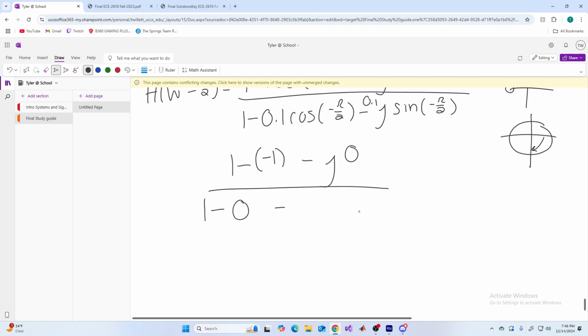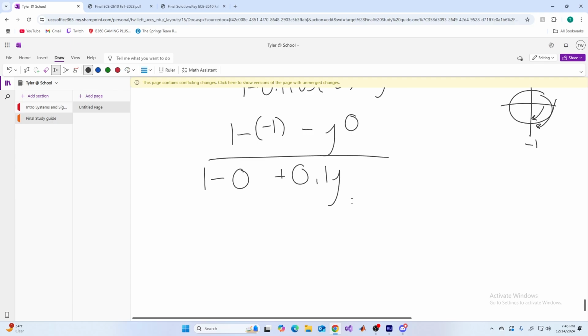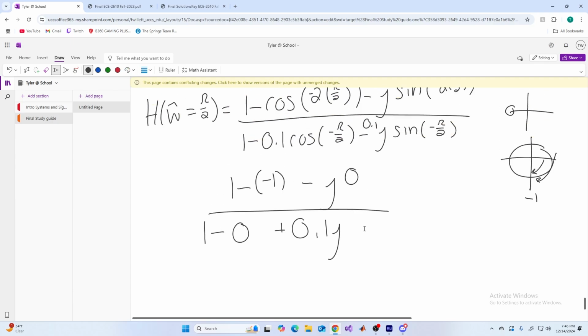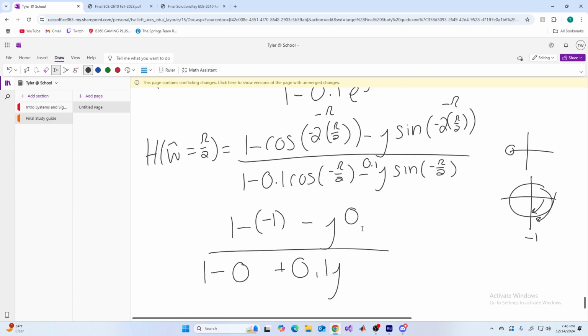Minus, and then the sine of negative pi is negative 1, so I have plus 0.1j. So, h sub w. I'm only going to do this for 1, by the way, because this gets extremely repetitive very quickly, and we don't want to do this. This video will be like an hour long.